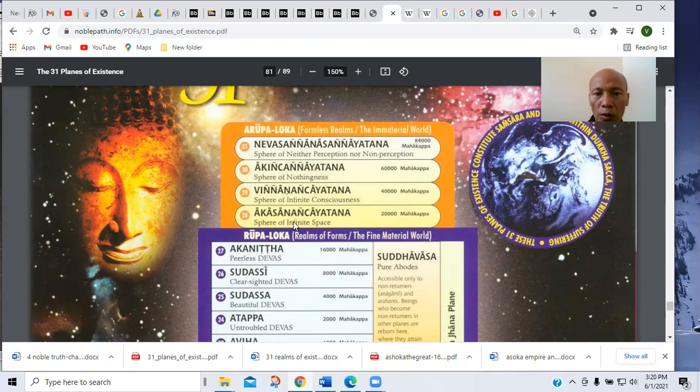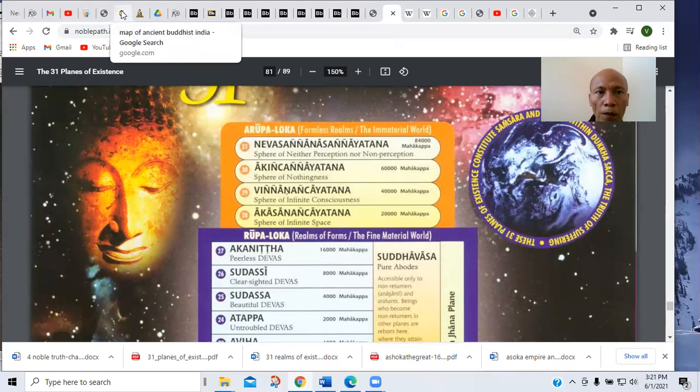The sphere of infinite space, they live up to 20,000 Mahakapas. The sphere of infinite consciousness, they live up to 40,000 Mahakapas. The sphere of nothingness, they live up to 60,000 Mahakapas. The sphere of neither perception nor non-perception, the lifespan is 84,000 Mahakapas. So you see how long they live in this world.